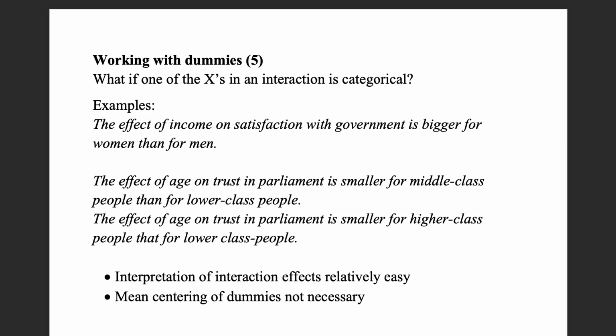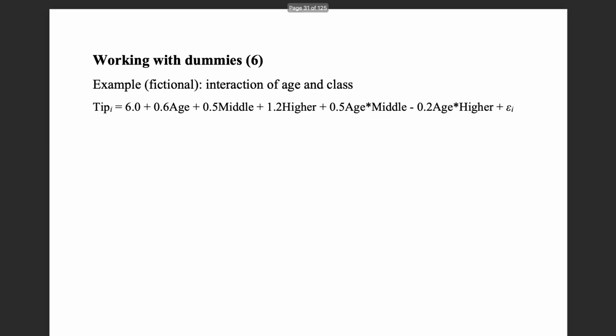Well, if we talk about dummy variables, we already have a very nice interpretation for the 0 value, because that's just the value for the reference category. So for dummy variables, it is not necessary to mean center. You can just use the original dummy coding if you have dummy variables as part of your interaction term. Yeah, so let's walk through a completely fictional example.